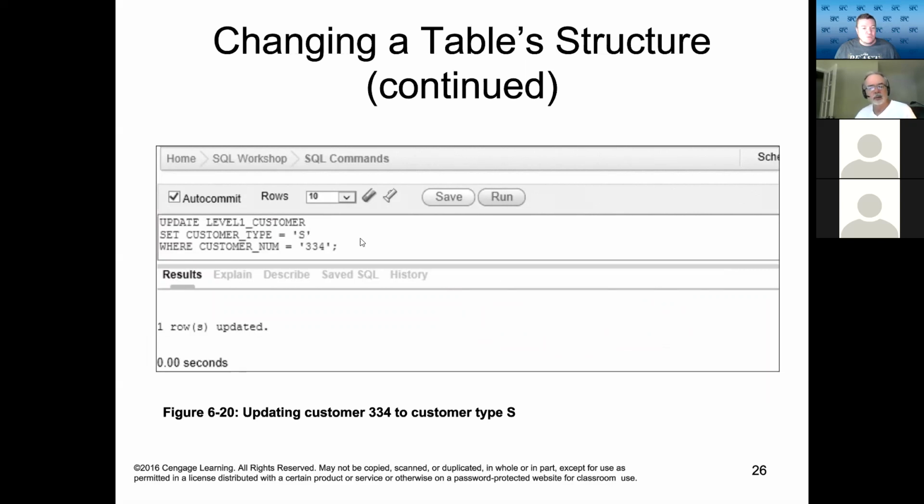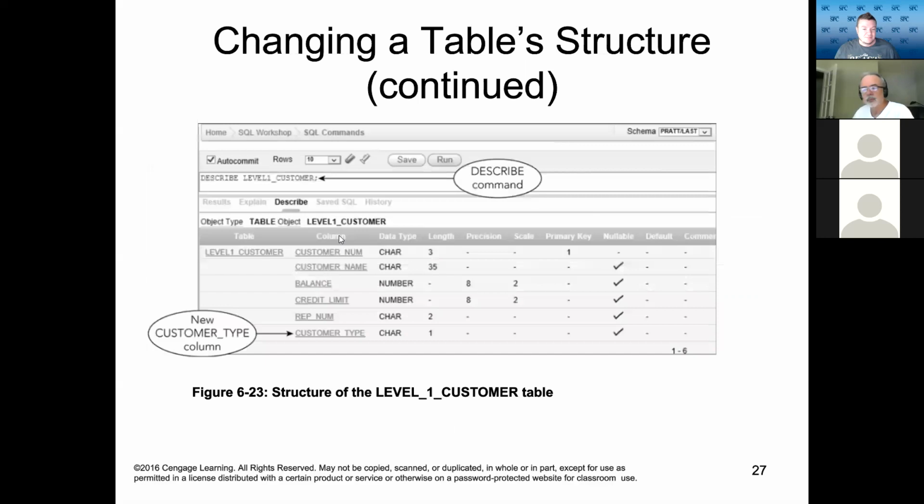Here we're doing a one-off where we're saying update a row in the level 1 customer where the customer number equals 334. Let's go ahead and set that customer type to an S. If we describe the table, we can see that we've added that last customer type, and we made it a char1. Now we can tell the system to make it not nullable, but if we do that, then in our query that is creating the column, we actually have to fill the data as well.